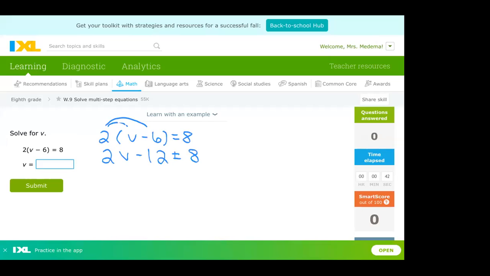Draw my fence. And then I'm going to do the opposite of a negative 12, which is to add 12. So I'm adding it to both sides of my fence, and I'll get 2v equals 12 plus 8 is 20, and then divide my 2 away. So v is 10.